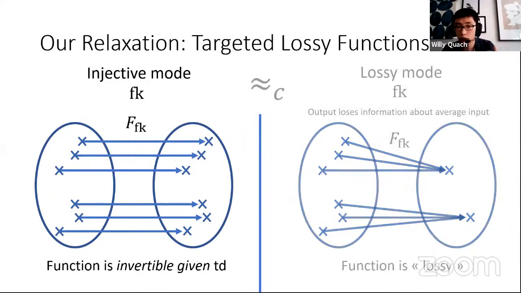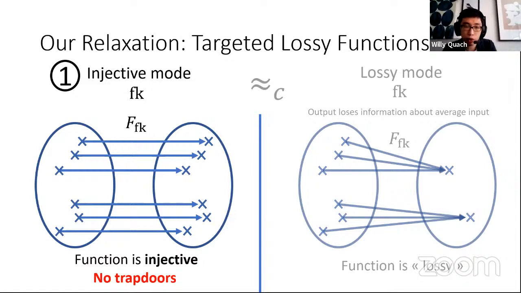So what's a targeted lossy function? As I said before, it's a relaxation of lossy trapdoor function. In what sense is that different? The first difference is that we don't require any trapdoor in injective mode. That is conceptually the relaxation that makes targeted lossy functions not immediately a public key primitive. And so we only require that in injective mode, it just defines an injective function.